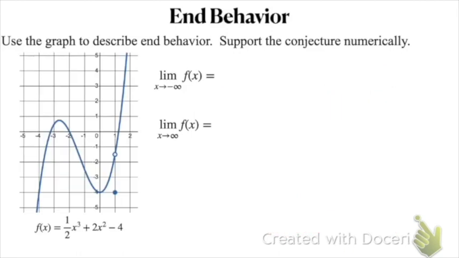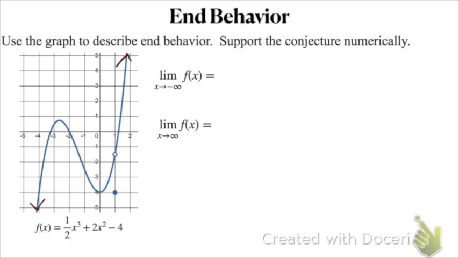All right, so again, we have another one with end behavior. Use a graph to describe the end behavior and then support it numerically. So the first thing you look at is your graph. This graph does go on forever. Adding arrows in Desmos is not the easiest thing, but these do go on forever.